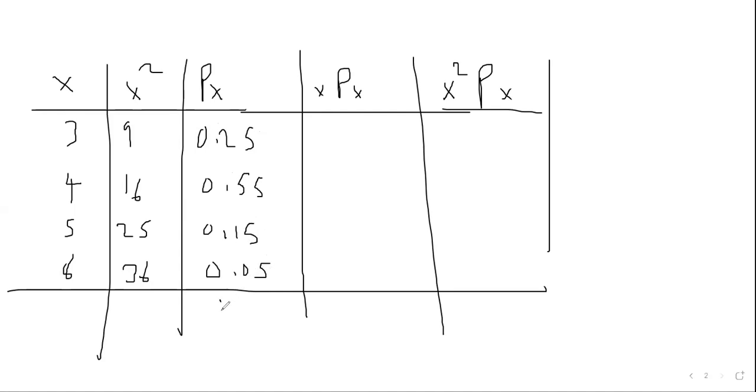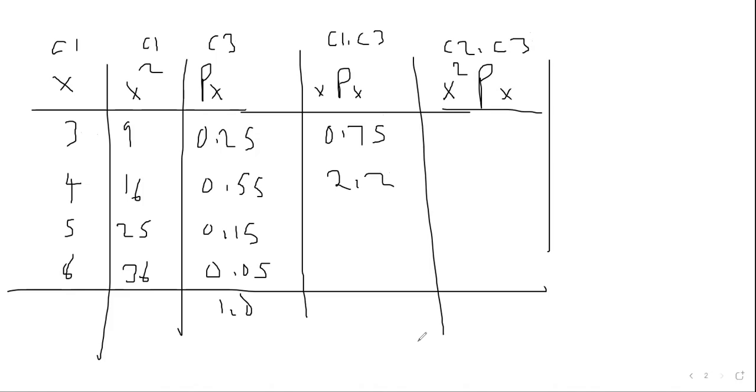The total must always be 1. You apply this column 1 times column 3. Then here is column 2 times column 3. So we multiply 3 times 0.25. We got 0.75. Then 0.55 times 4 gives 2.2.